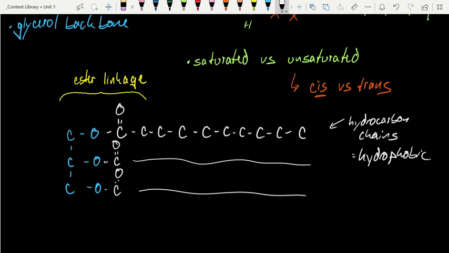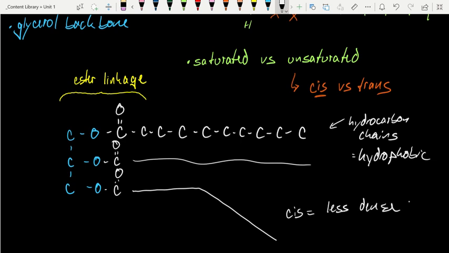But what happens if one of these is a cis? Let's take this bottom one, for example, and let's put a kink in it. Because the cis bond makes a bend in the hydrocarbon chain, this expands the overall size of the molecule. So when we're thinking about cis, it's going to be less dense, and because of that, the interactions holding all these things together are fewer. So this type of fat, these tend to be liquid at room temperature.